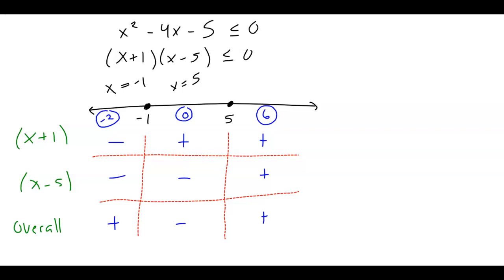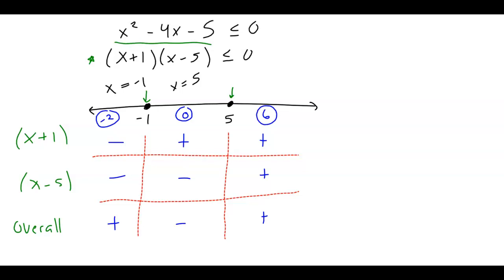Okay, so I've got kind of a problem set up for you. If you want to follow through with this, you can. I started out with this quadratic up here at the top, and I factored it. And then I set those factors equal to 0. So -1, that's how I got this point on the number line, and 5 is how I got this point on the number line.